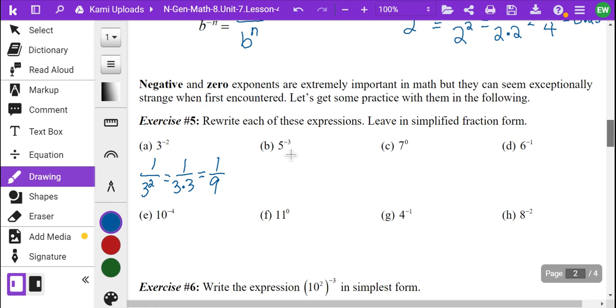So here's a little trick, and we'll try it with 5 to the negative 3. So that's 1 over 5 cubed. Just put 5 cubed in your calculator, and then you can write that answer there. So 5 times 5 times 5 should be 125. Okay, so why don't you try to do the rest of these on your own and check back when you're done.